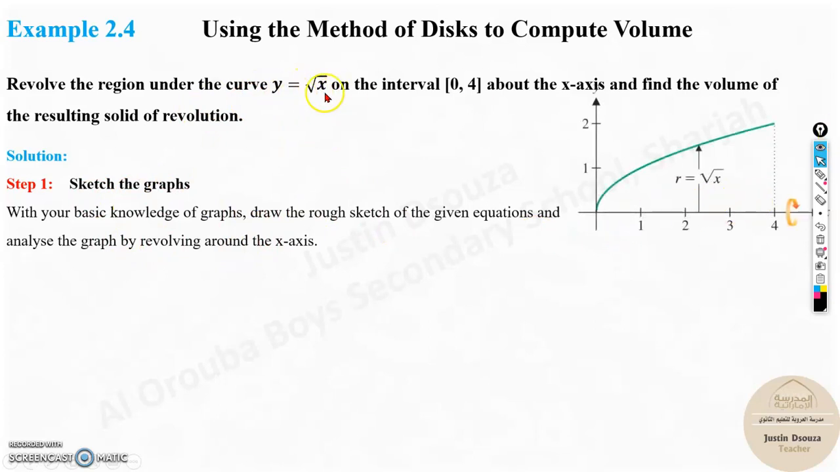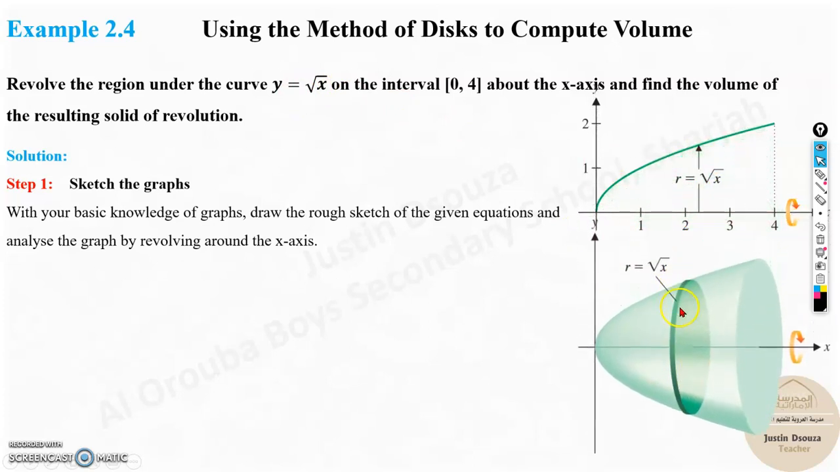Now, you know this is a square root function. The square root function starts from 0 over here and it just goes like this. Over here, the radius is basically this function, square root x. Now, when you rotate it, it'll be something like this. So you can see. What do we do? Substitute the values in the formula. That's it. It's very simple.